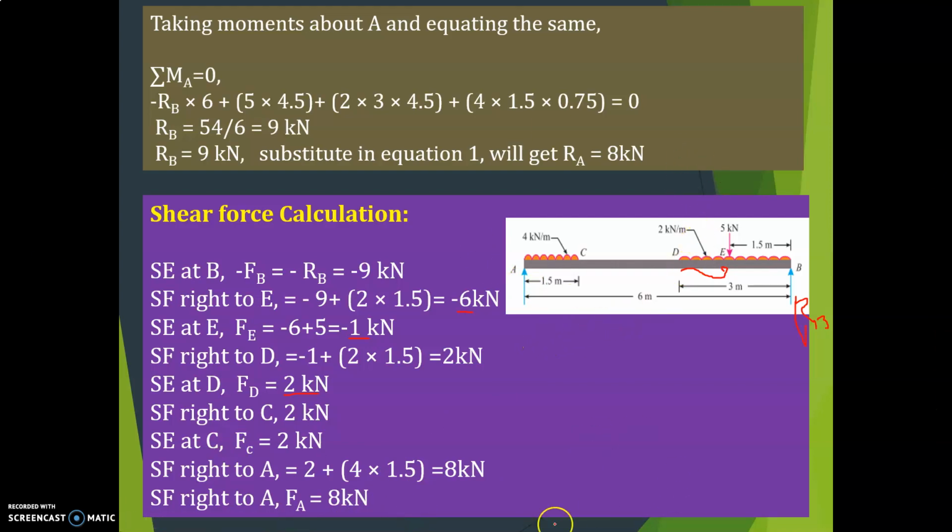Like this you have to calculate the shear force values. First at B, then right to E, then at E, then right to D, then at D, then right to C, and at C, then right to A, at A. Next, we will calculate the bending moment.